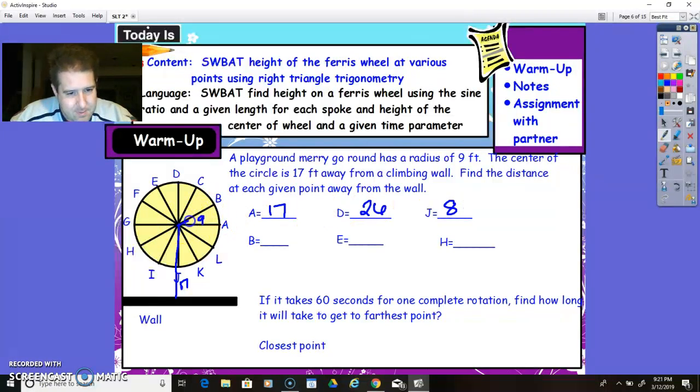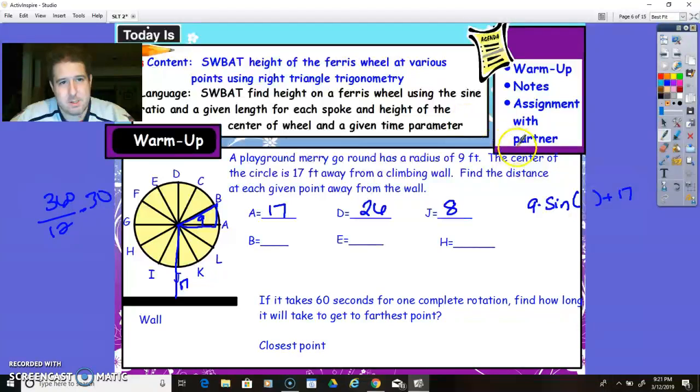Now, for B, I'm going to have to find the height of this triangle. That would be the radius, which is 9, times the sine of the angle, plus the center height, which was 17. This is broken up into 12 different sections, so 360 divided by 12 is 30 degrees per section. So it's 9 times sine of 30 plus the center height, which is 17, and that gives me 21.5 for B.